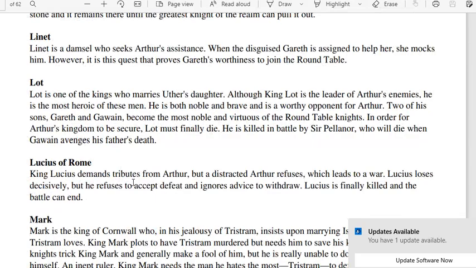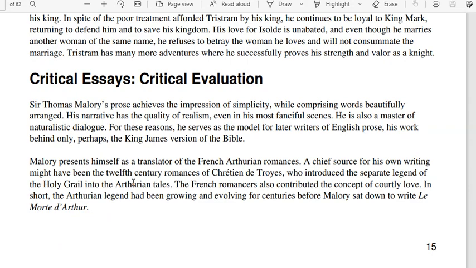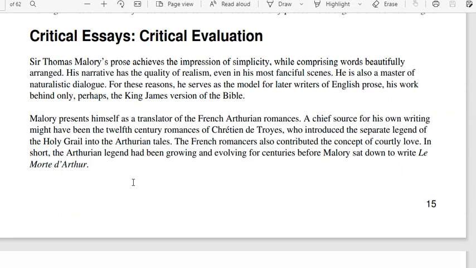penitence. Now we'll go to the critical analysis of the epic. Critical evaluation. Sir Thomas Malory's prose achieves the impression of simplicity while comprising words beautifully arranged. His narrative has the quality of realism even in his most fanciful scenes. He is also a master of naturalistic dialogue. For these reasons, he serves as the model for later writers of English prose, his work behind only perhaps the King James version of the Bible.